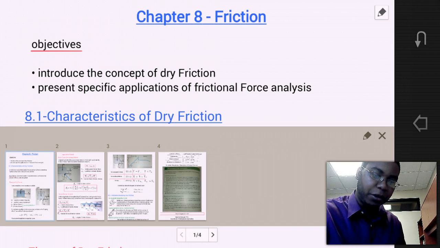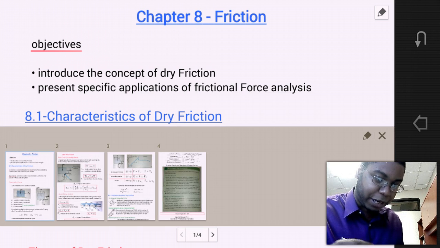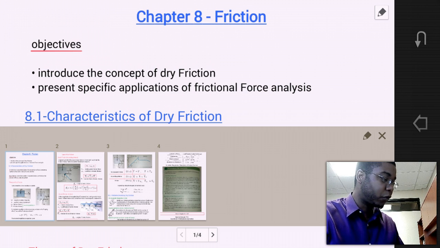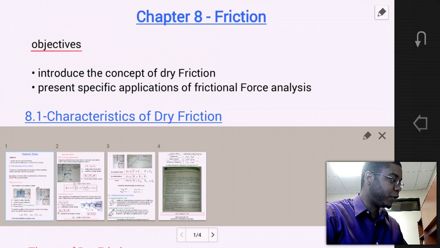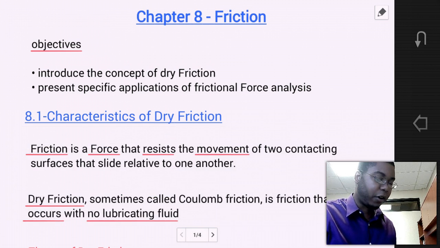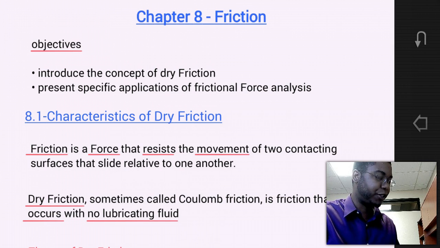So today, for Chapter 8, we're only going to go over Section 8.1, which is characteristics of dry friction, and Section 8.2, problems involving dry friction. So let's go ahead and get started with Section 8.1, characteristics of dry friction.